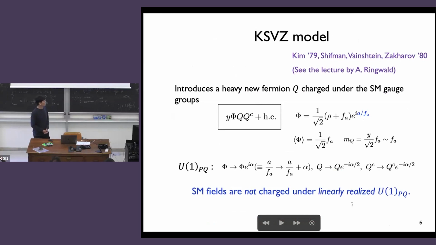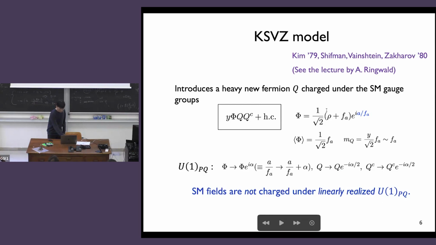So first, we have this KSVZ type model, historically first introduced as the first phenomenologically viable QCD axion model. So they introduce a heavy new fermion charged under the SM gauge groups. Here the axion degree of freedom is identified as the phase of a complex scalar field.